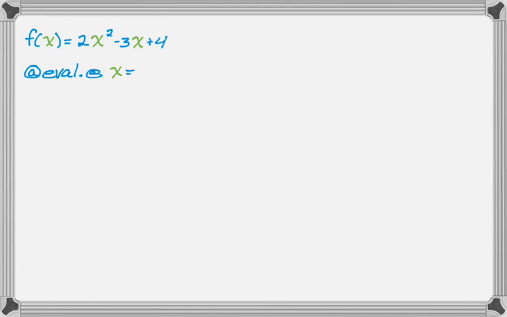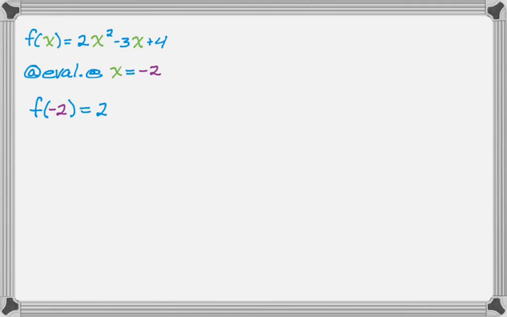So we want to evaluate the function at x equals negative 2. I need to know what notation to use for that. That's going to be f of negative 2. What I'm going to do is replace the x on the left-hand side with negative 2, and replace every x that I see on the right-hand side with negative 2. So let me do that.